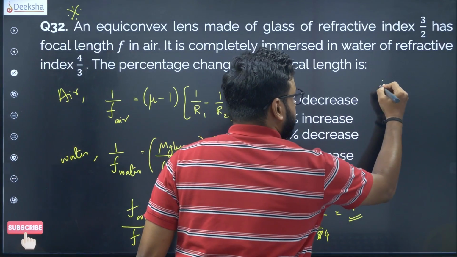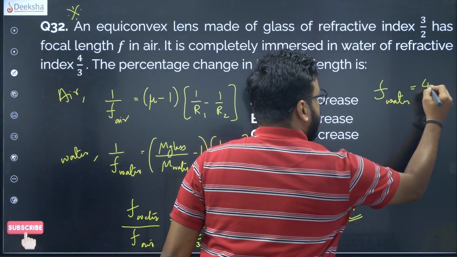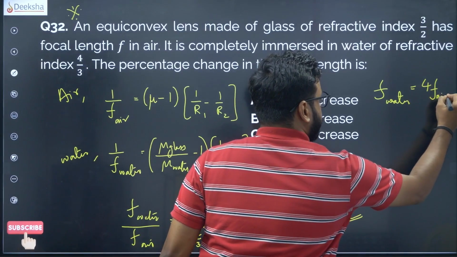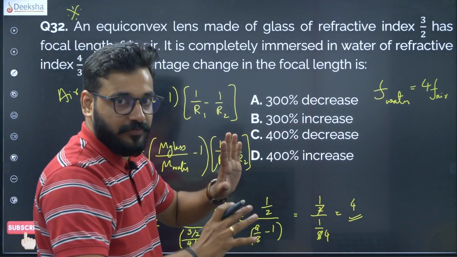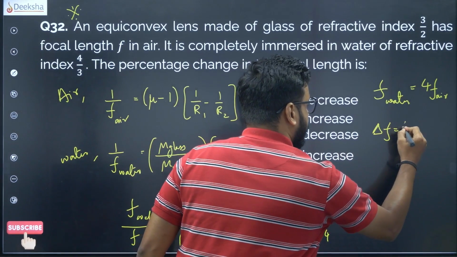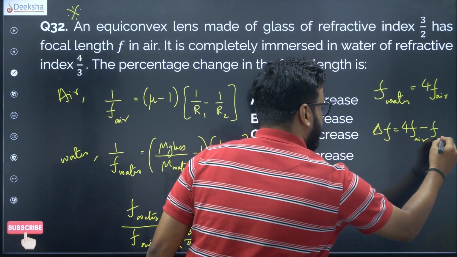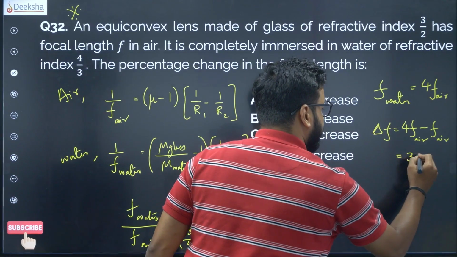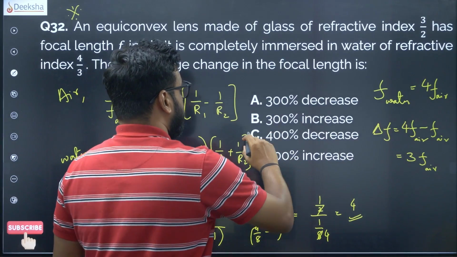Now F water finally is 4 times F air. Initially it is F air, finally it is 4 times F air. So what is the change in the focal length? It is 4F minus normal F, 4 times in water, then in air. So that is 3 times F. Now you can say it is a 300% increase.